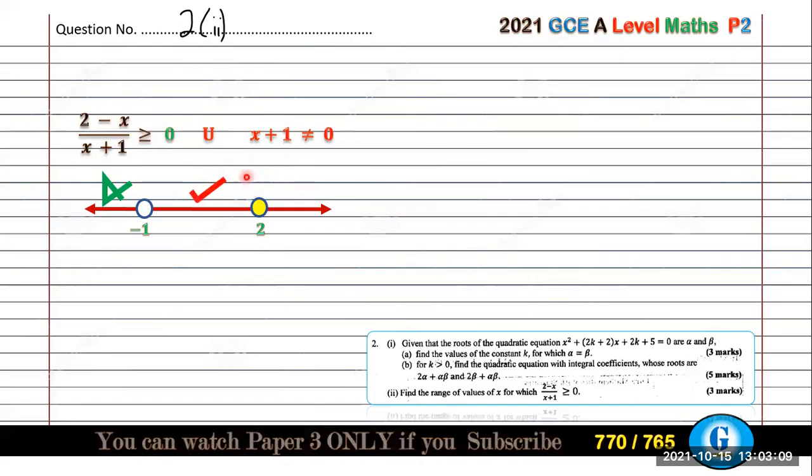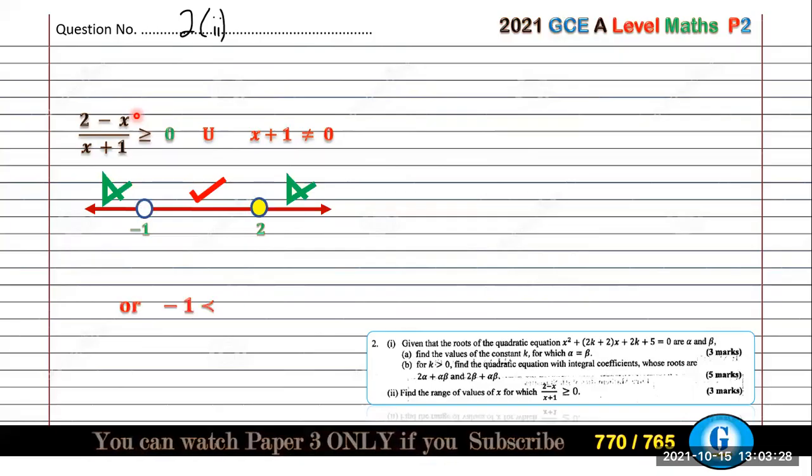Take any number above 2 and also test. For example, 3. 2 minus 3 is negative in the numerator, and 3 plus 1 is 4, positive in the denominator. Negative divided by positive is negative. Is a negative number greater than or equal to 0? No. It means that the region above 2 is the wrong region.